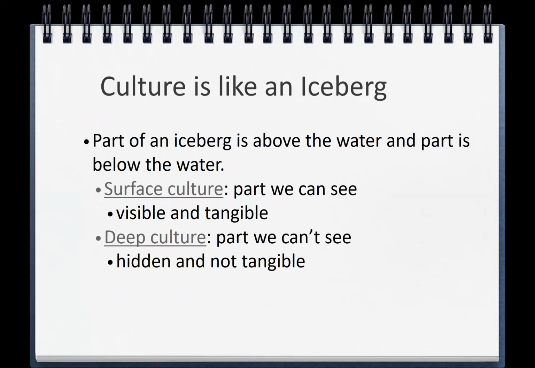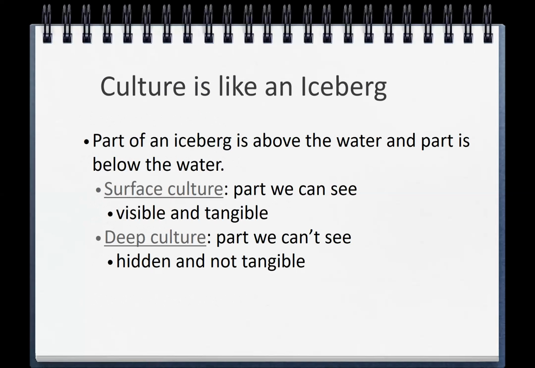So what I want to do is cover a metaphor that's often used in culture. Culture is like an iceberg. That's the metaphor. Part of an iceberg is above the water, and part of the iceberg is below the water. The surface culture, the part that we can see, that's the visible part. That's the tangible part. That's the part that's above. But the deep culture, that's the part we can't see. That's the part that's hidden. That's the part that's not tangible. And so when we talk about culture like an iceberg, you know, icebergs are really colossal. They're very big, but they're bigger even at the bottom.